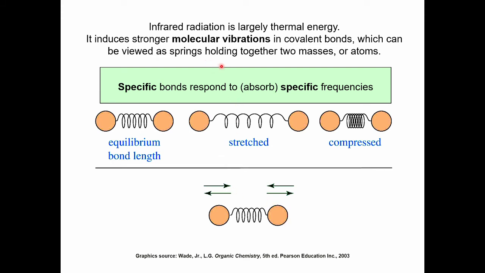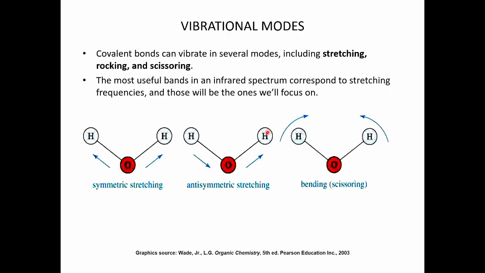So infrared radiation is a very thermal type of energy, and it induces very strong molecular vibrations in covalent bonds. And so, like I said before, this can be imagined as if two atoms are connected to a spring. And depending on how they absorb the infrared light, they begin to vibrate and stretch. So we have a stretch state and a compressed state, and we're able to measure these exact vibrations using IR spectroscopy. Covalent bonds can vibrate in several modes, including stretching, rocking, and scissoring.